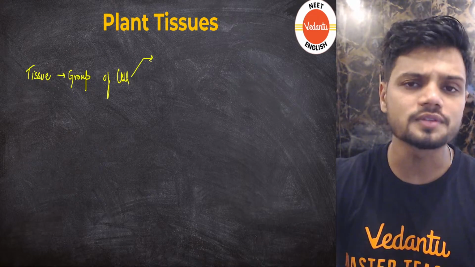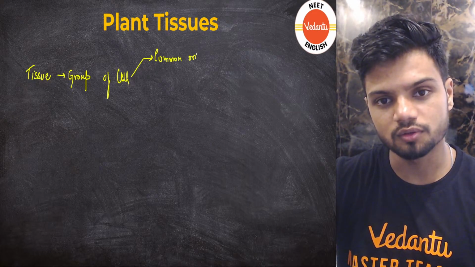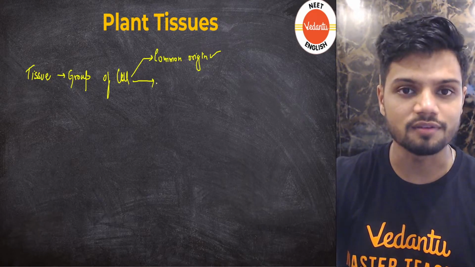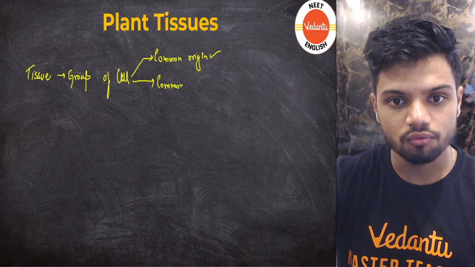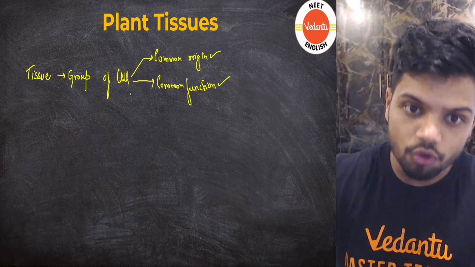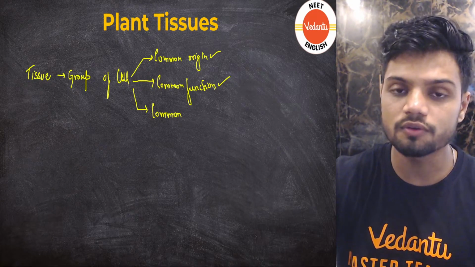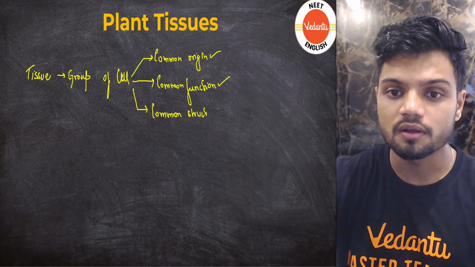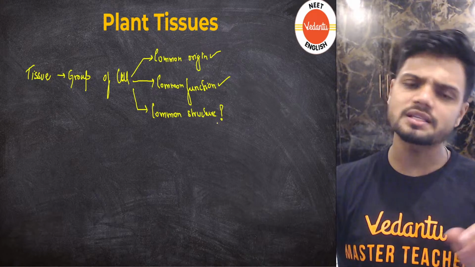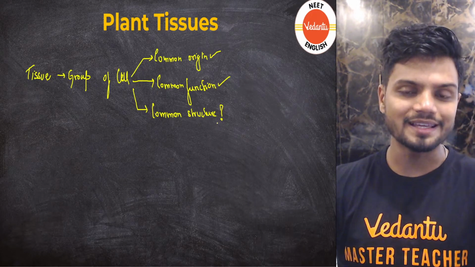Now, do this group of cells have a common origin? Yes, they have a common origin. Do they have a common function? Yes, sir, they will have a common function. But do they have a common structure? That is very important to understand. If you're in class 9th or 10th, you will say yes, they have a common structure also. Group of cells have common origin, common function, and common structure. You'll say yes to everything.